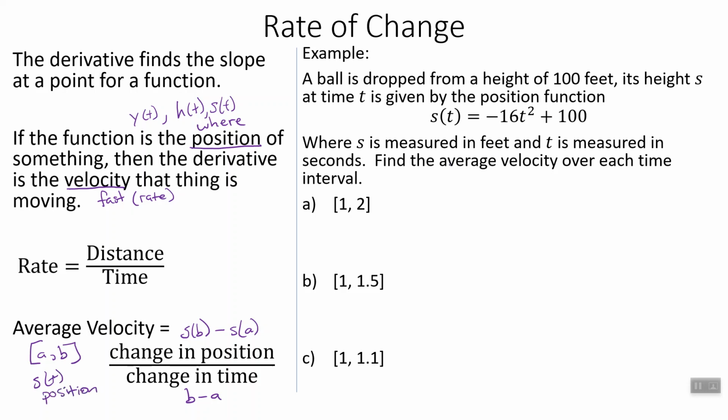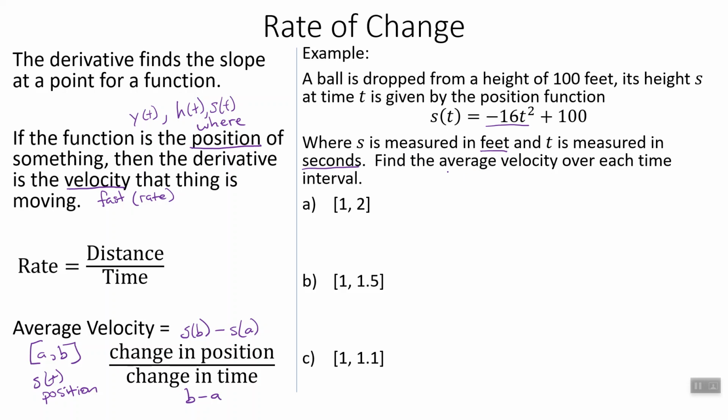All right, so let's look over here at an example. A ball is dropped from a height of 100 feet. Let's make it more fun. You're dropping a water balloon. You're trying to hit your friend 100 feet below. That might hurt. Its height s at time t is given by the position function s of t equals negative 16t squared plus 100. Get used to seeing this negative 16t squared. There's a reason for it. Where s is measured in feet and t is measured in seconds. So there are our units right there. Always have units in your answer if they give you units.